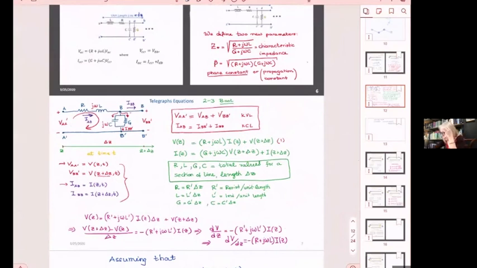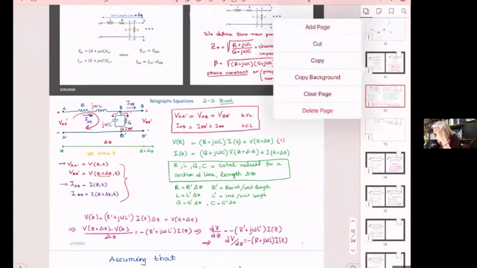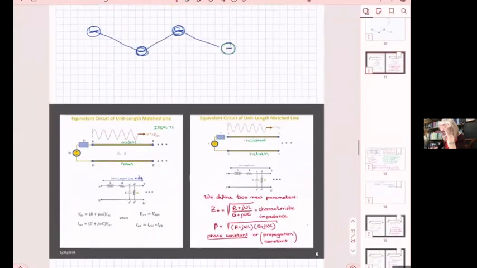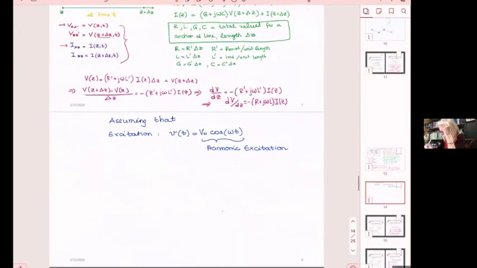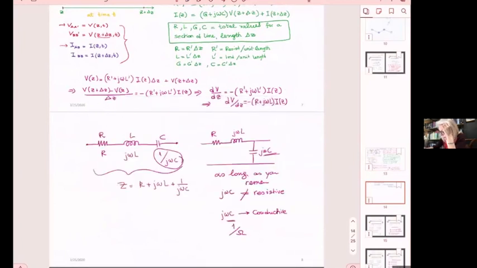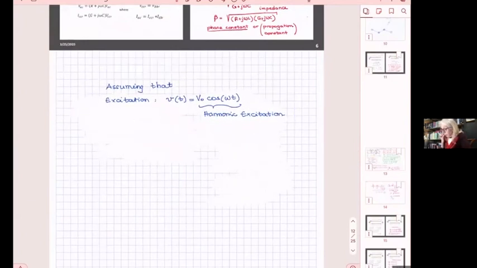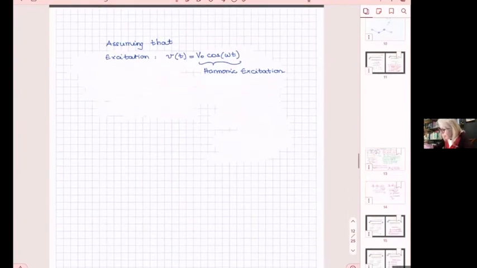And the one thing that I also wanted to remind you is, and possibly I will make this here as an intro, add page, okay, we added a page. I'm going to take this piece and put it up here. Okay, so now we assume that we have one harmonic excitation, and then from here we define the phasors.